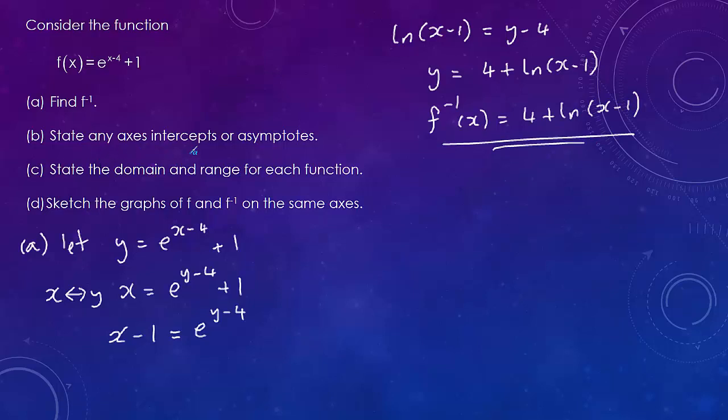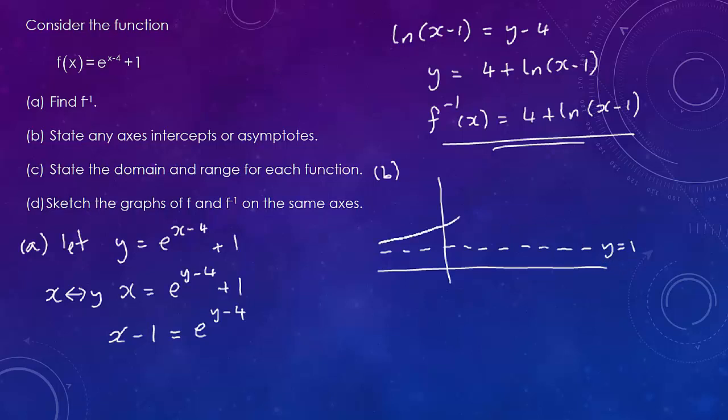State any axes, intercepts, or asymptotes. Well, we can say straight away, because of this plus 1, and we know the shape of an exponential, we can say that y equals 1 will be an asymptote. And the curve will be shaped like this.